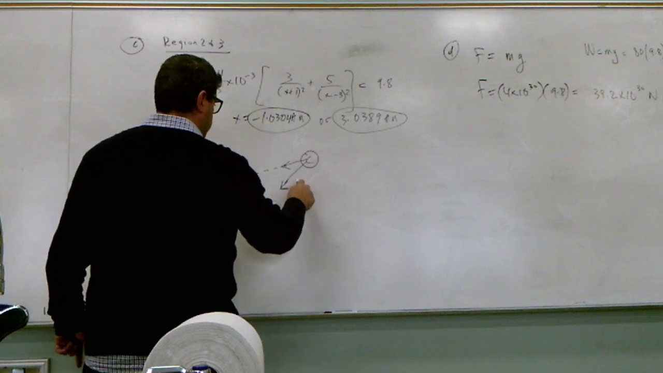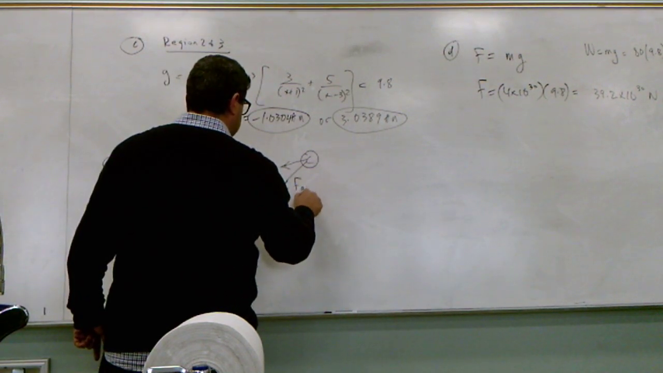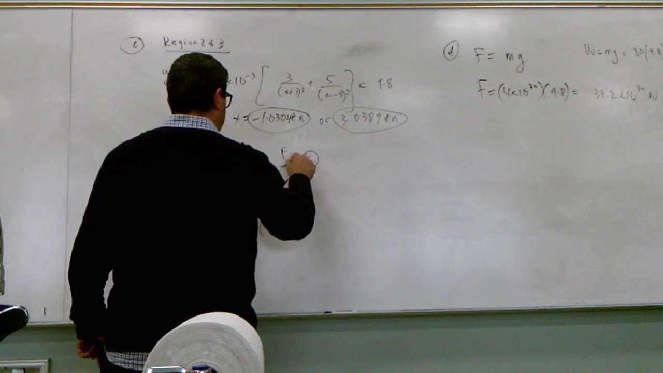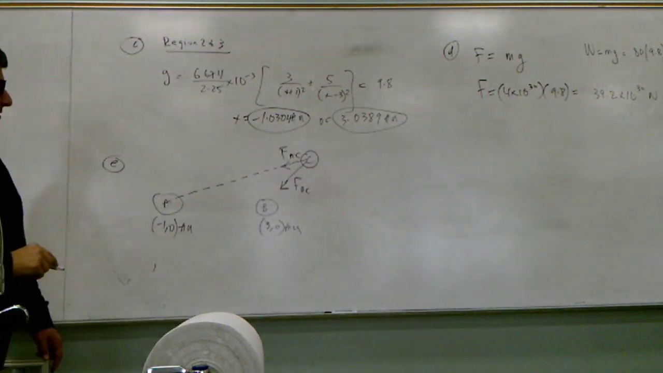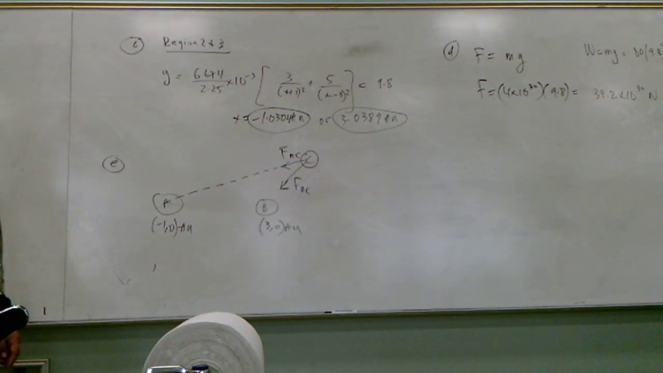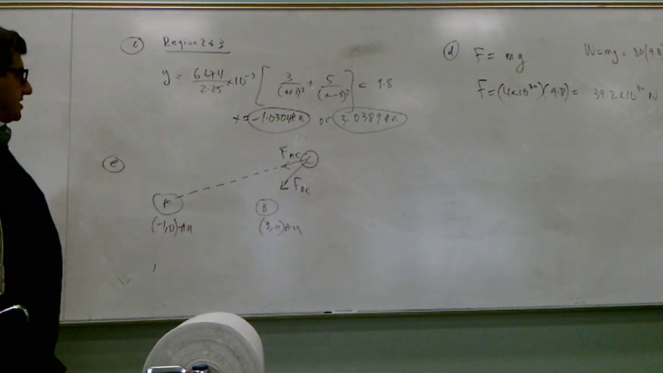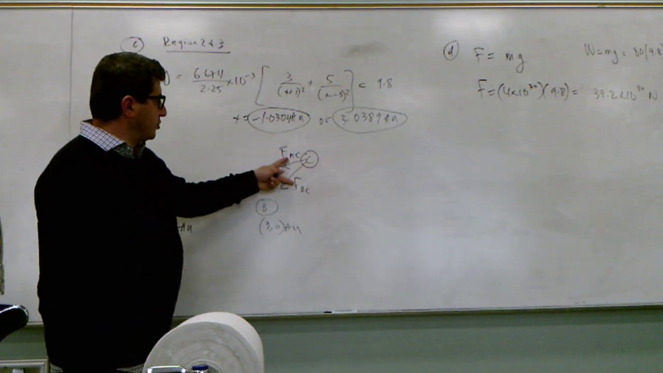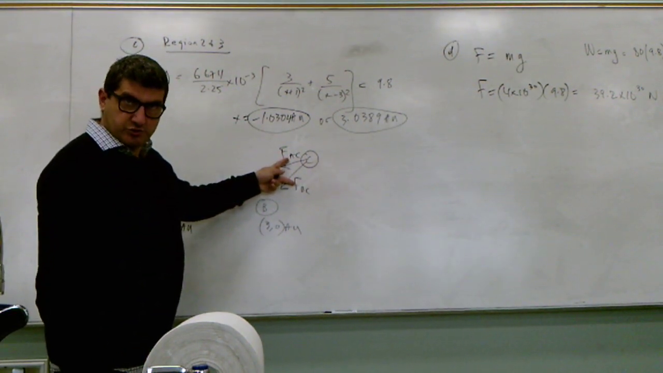We can say here this is FBC, FAC. Okay, and then the total force felt by that star is going to be the vector sum of the two, right? So now, just like with any vectors, to add them, you have to break them up into components, right?